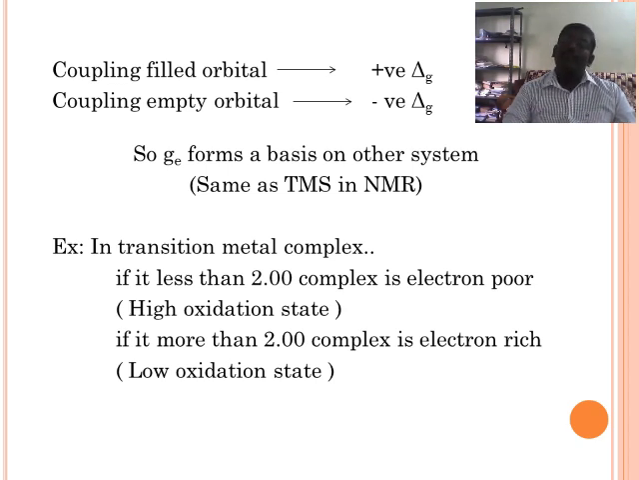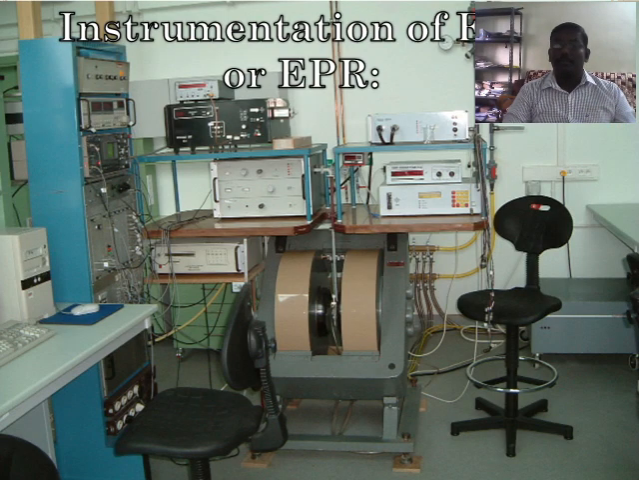So ge serves as a reference for other systems, the same as TMS in NMR. For example, for a transition metal complex, if g is less than 2.0, the complex is electron poor, in a high oxidation state. If it is more than 2, the complex is electron rich, in a low oxidation state. So this is for ESR spectroscopy, very important for transition metal complexes. The very important thing in ESR is g factors, and g shift is very important.